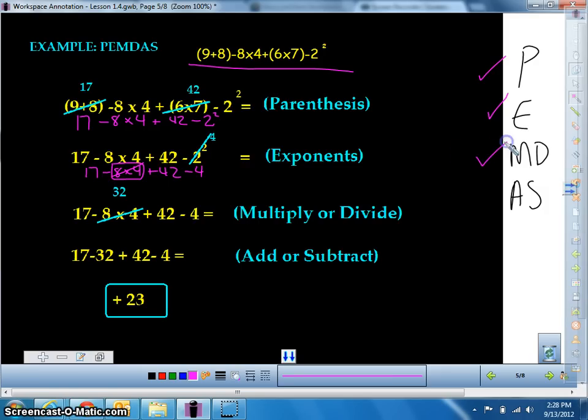So my multiplication and division are done. Now I am left with 17 minus 32 plus 42 minus 4. And now again, I'm starting at the left-hand side. I go with addition and subtraction until it's all simplified. So I take 17 minus 32, then I'm going to add 42 and subtract 4. And when I'm all done, 23 is what it will combine to.